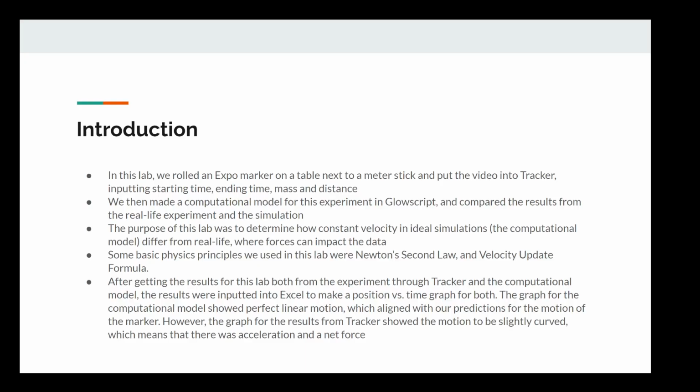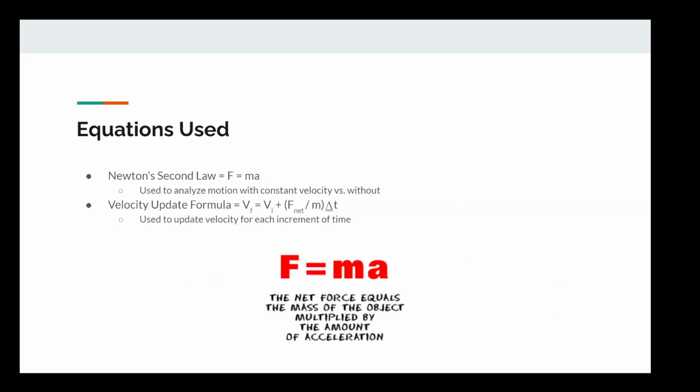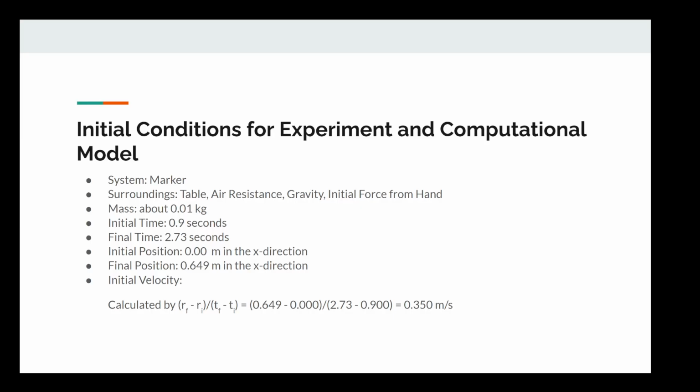The graph for the computational model showed perfect linear motion as expected, but the graph for the results in Tracker showed the motion to be slightly curved, which means that there is an acceleration or a net force, which we will get into later. Some equations we used were Newton's second law, F equals ma, which was used to analyze motion with constant velocity versus without, and the velocity update formula, which was used to update velocity for each increment of time.